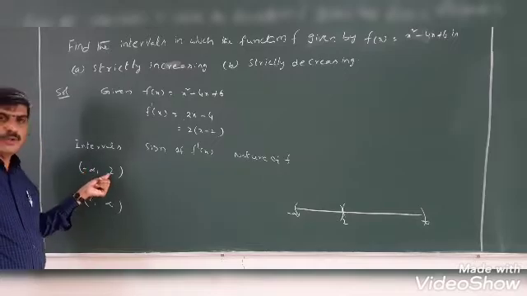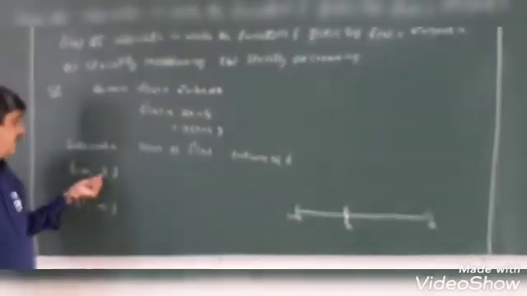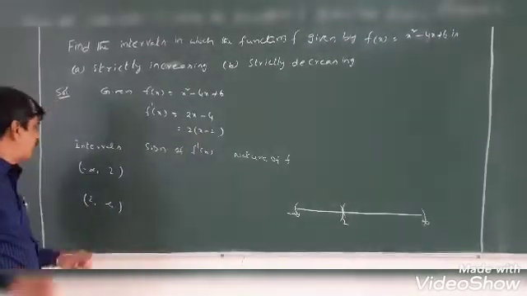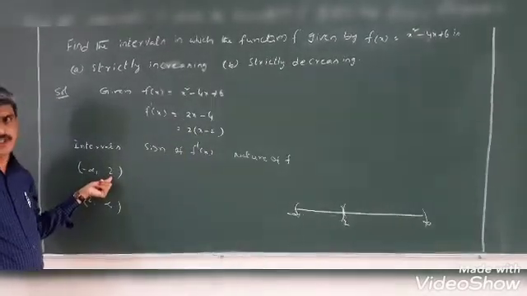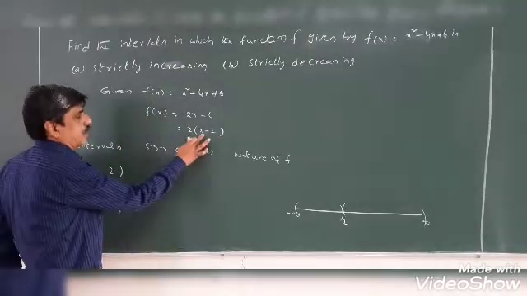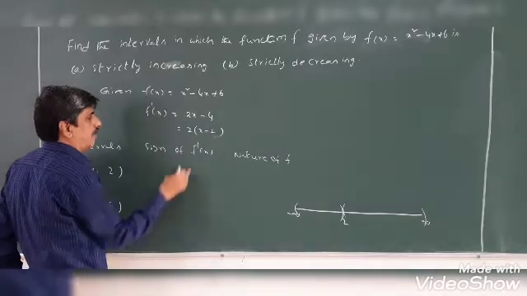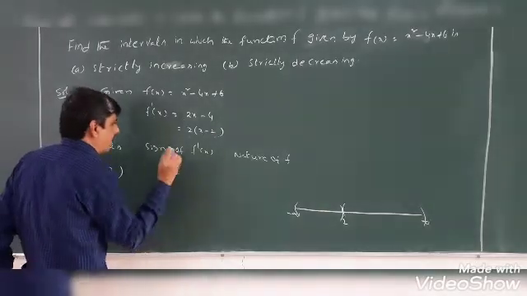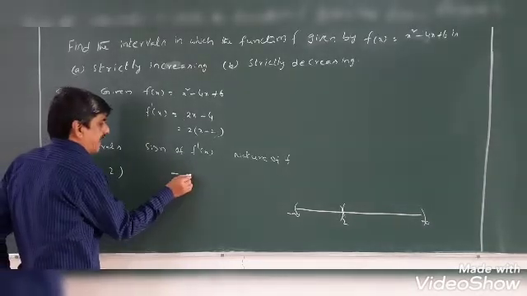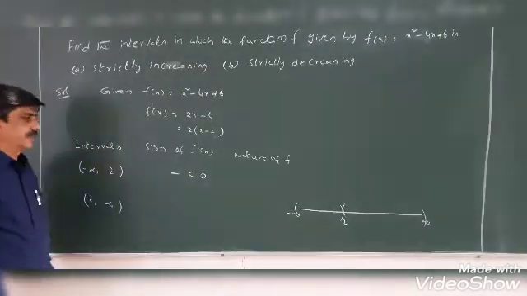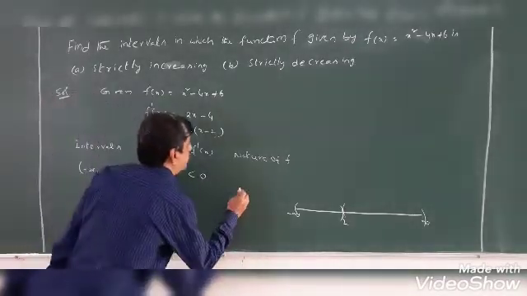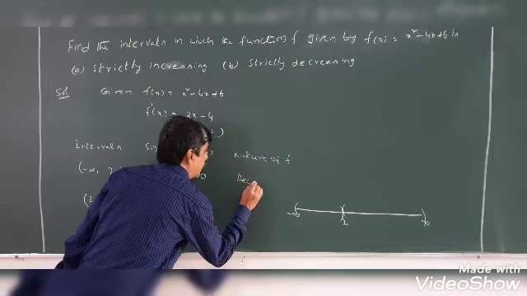So minus infinity to 2, there are infinitely many numbers. So whatever the values, if you are substituting here, suppose in minus infinity to 2, 0 is there. So if I am writing in f dash x, then 2 into 0 minus 2, so 2 into 0 minus 2, I am getting here minus 4. So minus means this is less than 0. So f dash x less than 0 means function is decreasing.